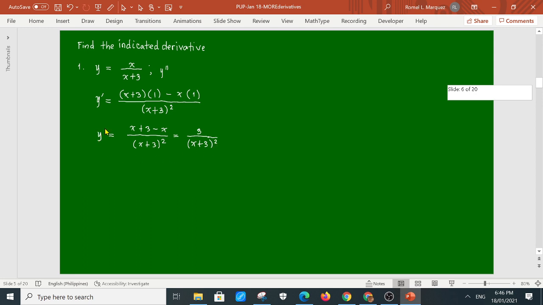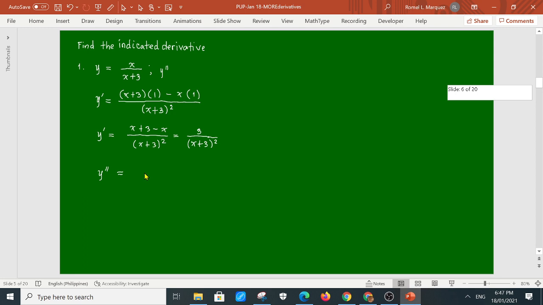So that's y prime. You can get the second derivative directly here, or you can express it as 3 times x plus 3 quantity to the negative 2. Which do you prefer? Rewriting the first derivative, or treating it as a quotient? Let's do both if you don't want to suggest. So let's say as is.